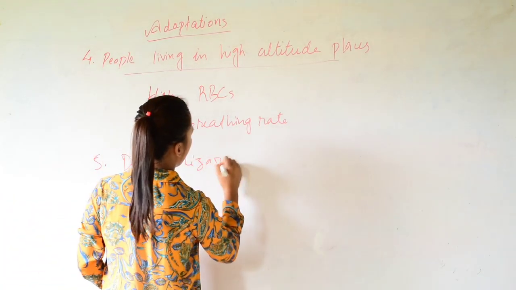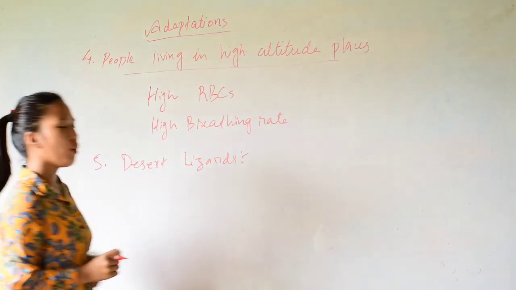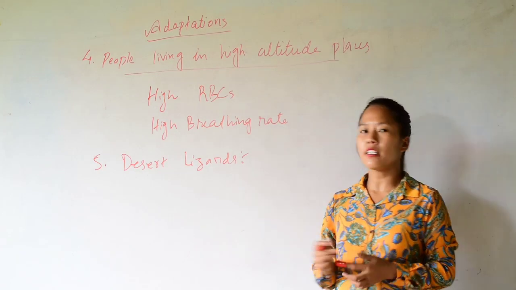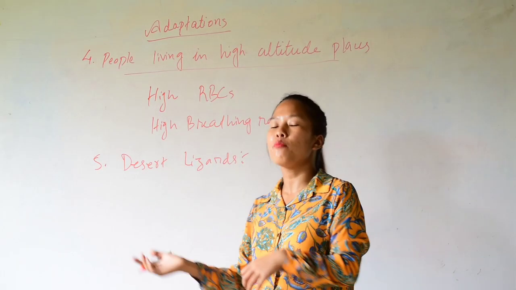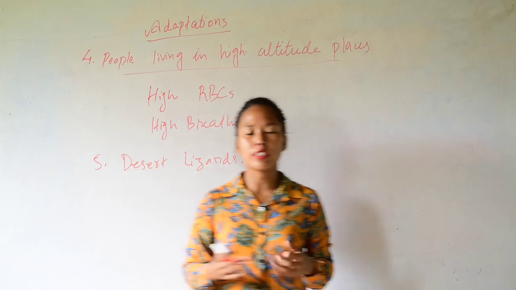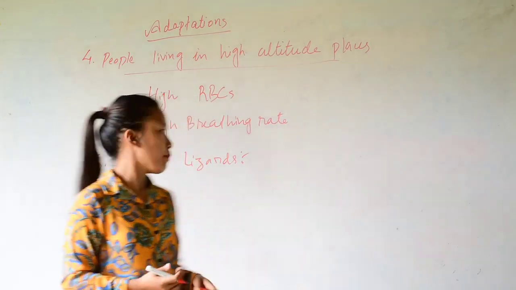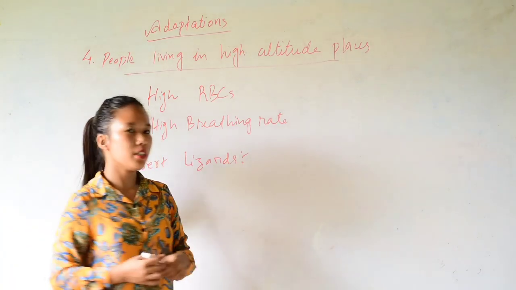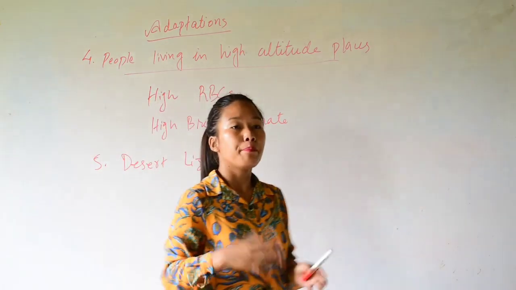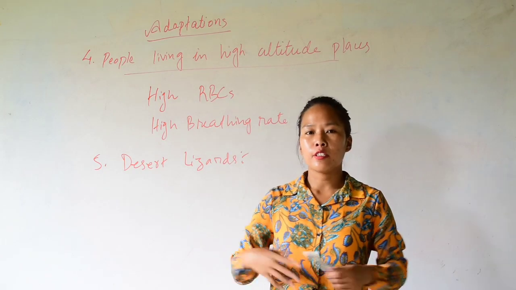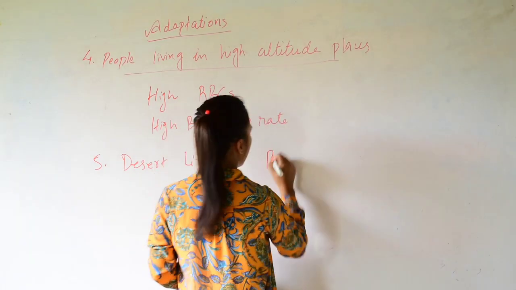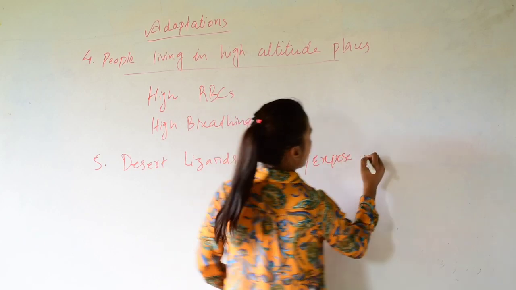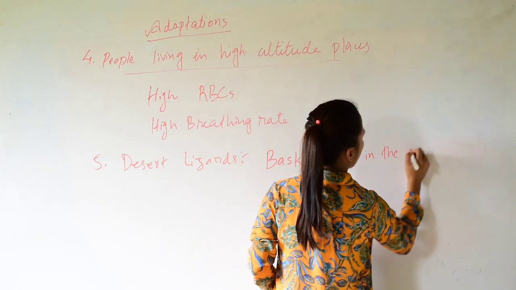Now the last one is deserts. These organisms show behavioral responses. They lack mechanisms like those of mammals. Mammals can regulate their body temperature and keep it constant, but these lizards don't have that mechanism. So what they do is they bask, or expose themselves in the sun.